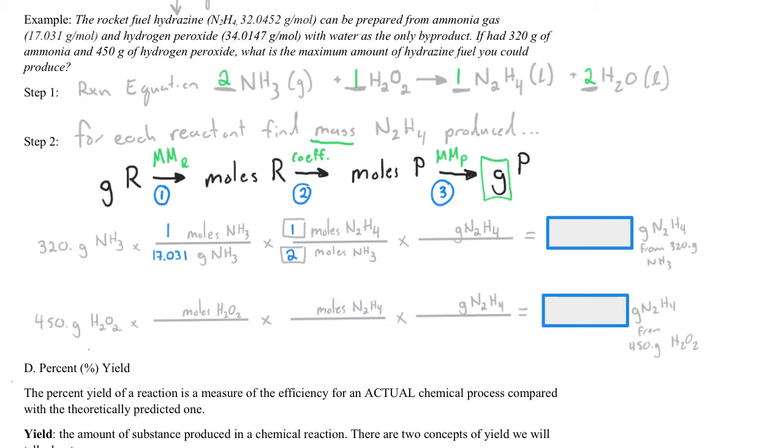Now, in the last step of the conversion, we're going from moles of hydrazine into grams of hydrazine. So for this conversion factor, we need to use the molar mass. The molar mass is given to us above in the problem, and it indicates that there are 32.0452 grams for every mole of hydrazine. So let's put those values in here. Now, if we do this calculation, we end up getting 301 grams of hydrazine that could be produced from 320 grams of ammonia.